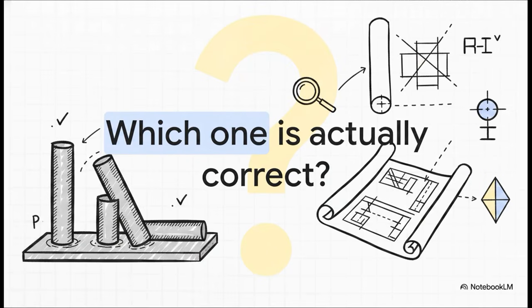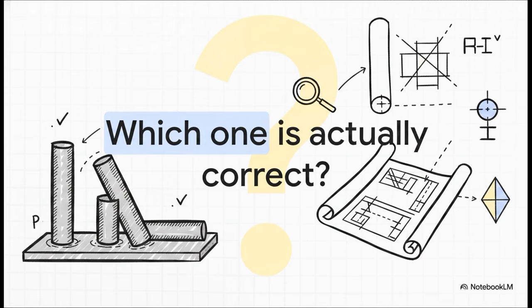Okay, quick pattern interrupt here. Think about 3 identical shafts mounted on a flat base. One is standing straight up at a perfect 90-degree angle. Another is laying completely flat at 0 degrees. And the middle one? It's leaning over at this bizarre 47-degree angle.